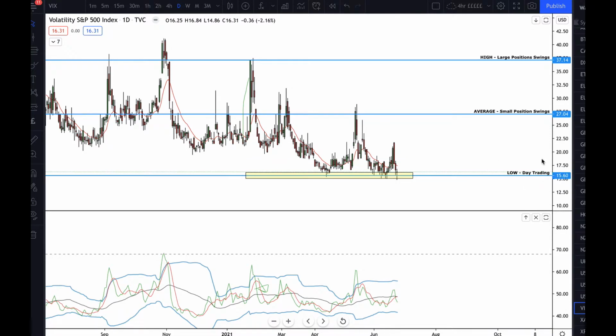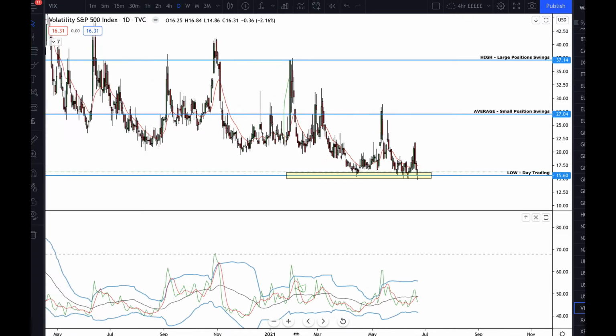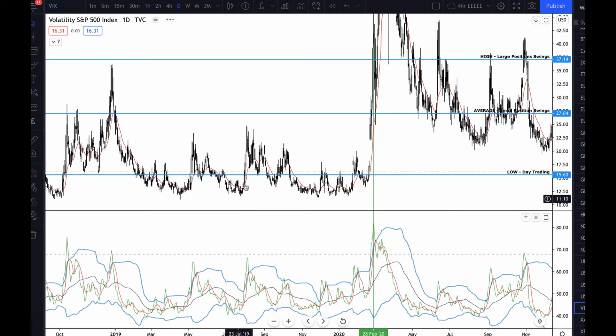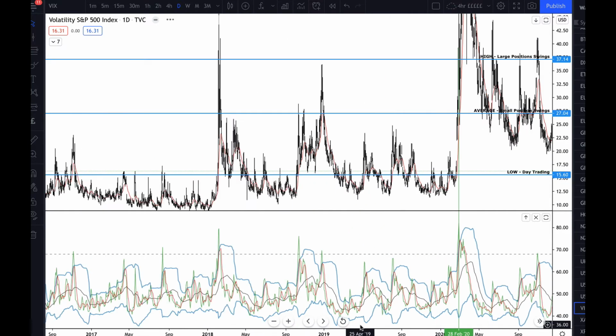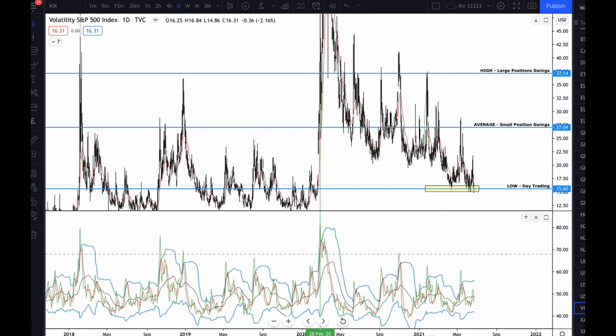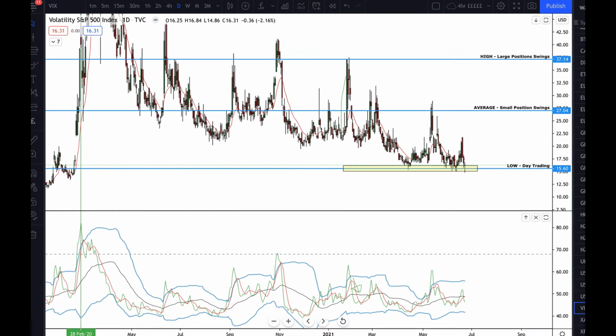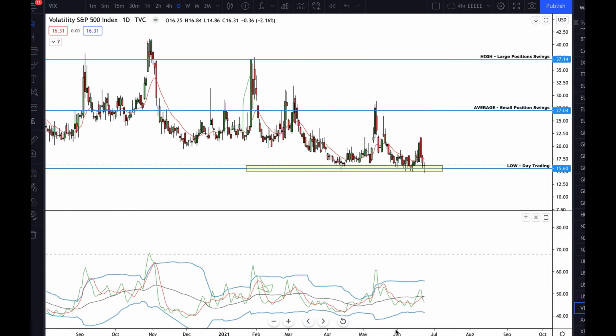The reason why I've stated day trading is because where does volatility go every time it's within its low band? Whenever it's within its low band, it always tends to go up. There's only one direction for volatility, which is up. And as it does head up, that means obviously there's a lot of volatility in the market.